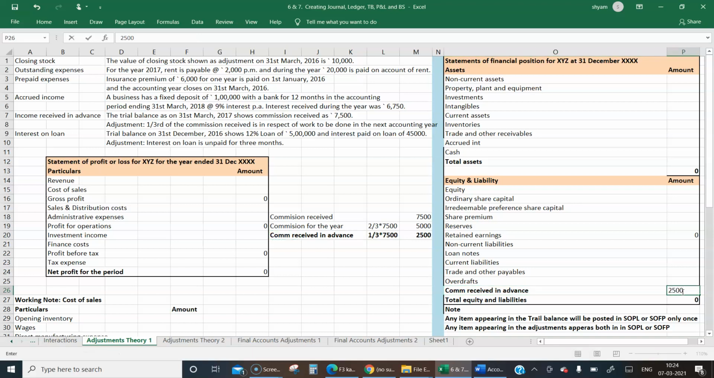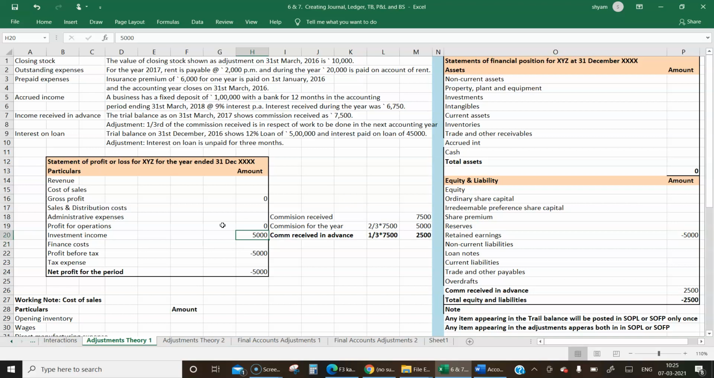So it comes to 2,500. Of course, necessarily this will not tally. The total commission received was 7,500, but only the commission that we have earned for this year alone we have to show here. So that would be 5,000. So that's the idea here. Certain adjustments will not tally, don't worry about that, we'll see it in the lengthier problem. So you got the idea here.